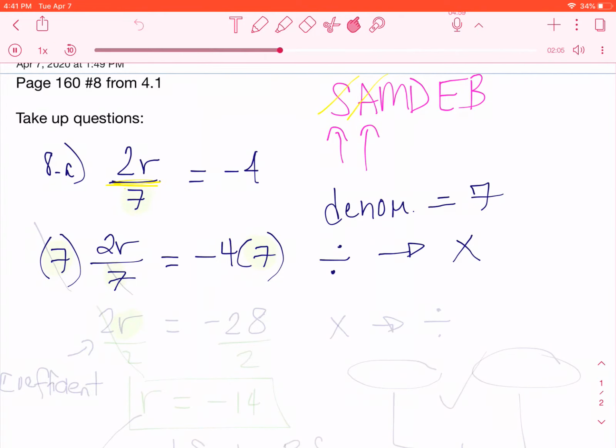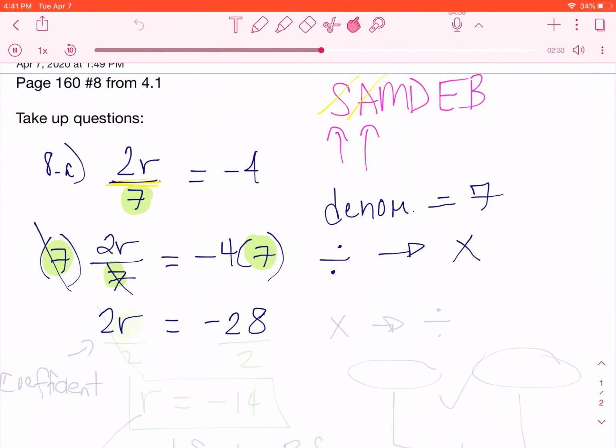So remember, in solving equations, what you do to one side, you must also do to the other. Once I multiply both sides by 7, which again is my denominator, the 7's on the left side cancel, and I'm just left with 2r. On the right side, I'm simply going to multiply negative 4 times 7, which is negative 28.